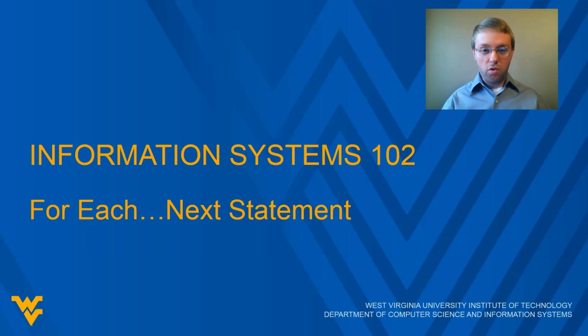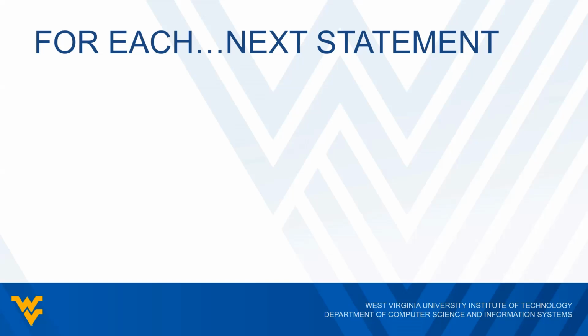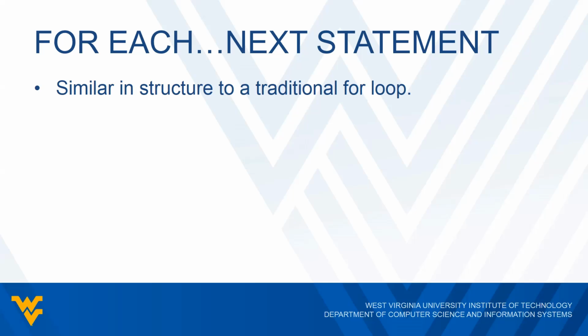In this lecture, we'll show how to process elements of a list by using the for each next statement. We'll now take a look at the for each next statement. This is another type of for loop that we can use in Visual Basic. In fact, it's very similar in structure to our traditional for loop.